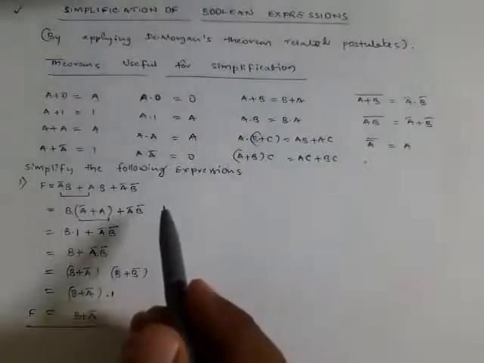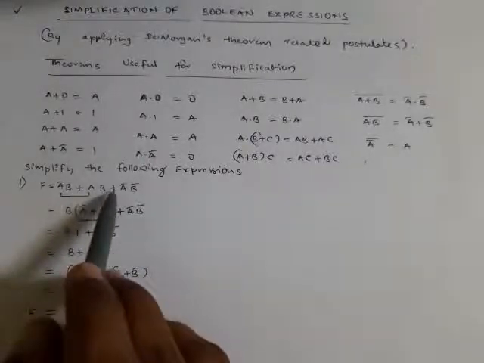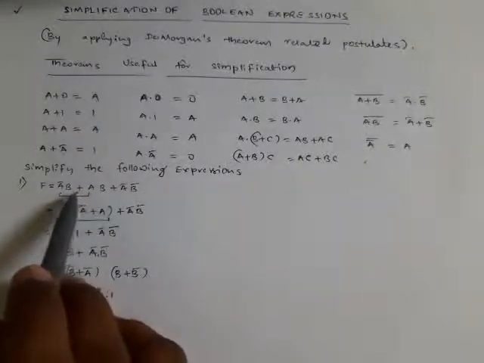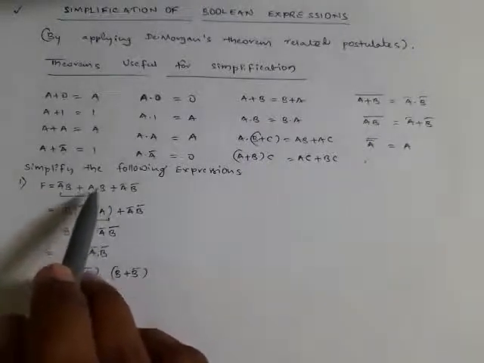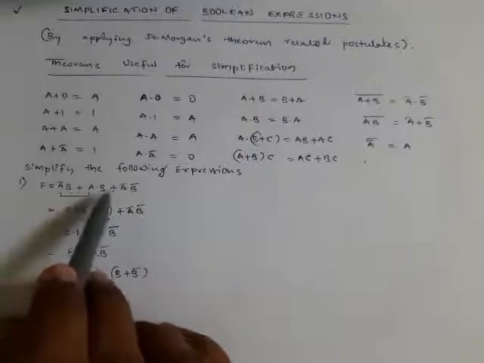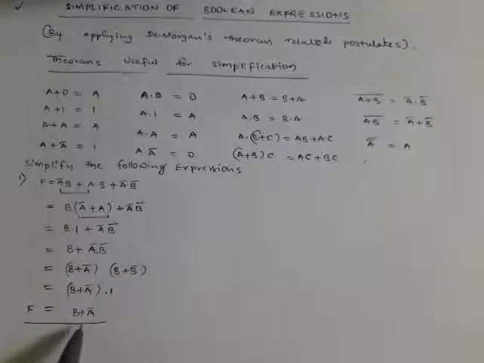So what is the original expression given for the function? It is a bar b plus ab plus a bar b bar. Overall it has three product terms and two OR operations. Now you can see that the simplified expression has only one operation, so the number of operations is reduced by 1, and there are only two terms, b plus a bar.